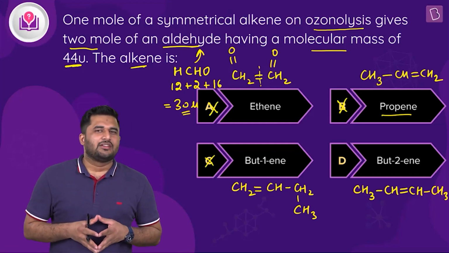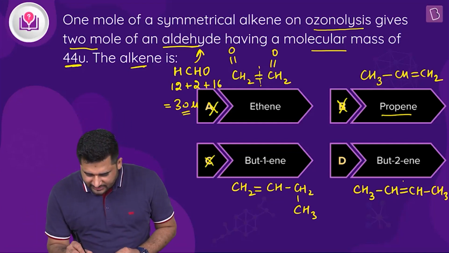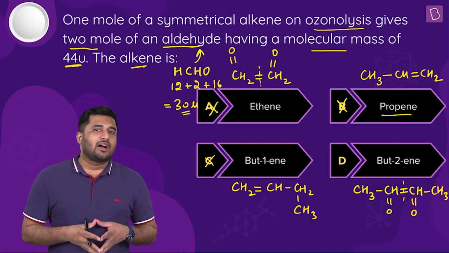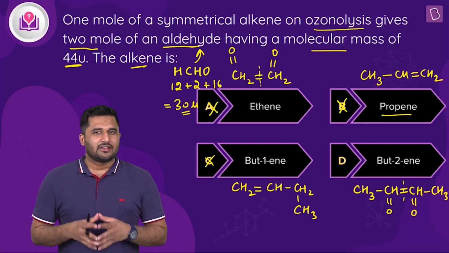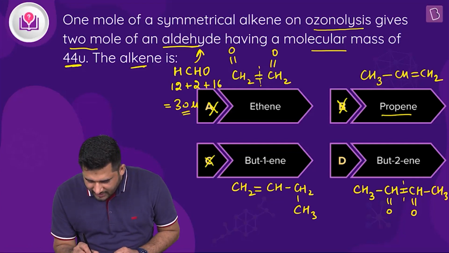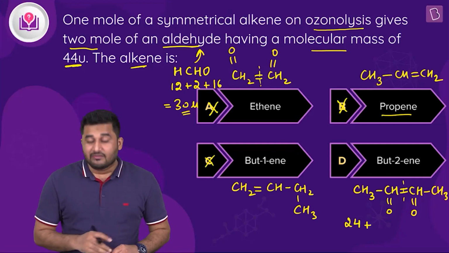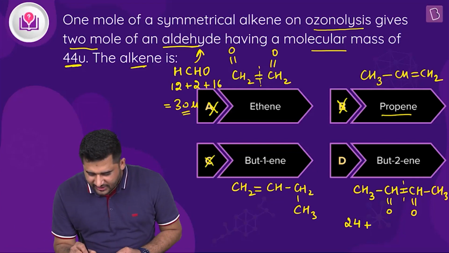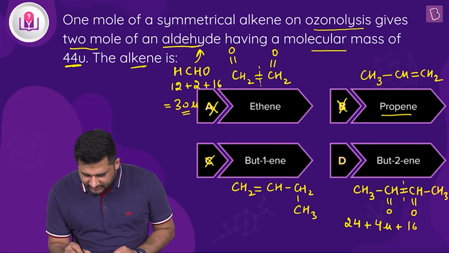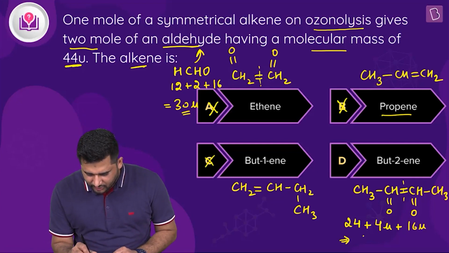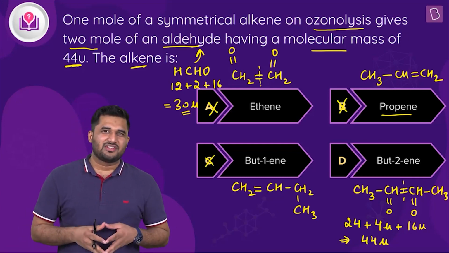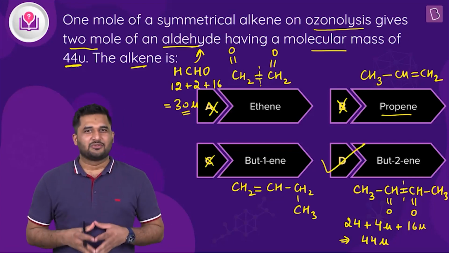But let's calculate the products and their molecular mass. So now you can see again we have to break this C double bond C and we'll put double bond O on both the sides. So what we are getting is acetaldehyde. Now let's measure the molecular mass of acetaldehyde. So now you can see here we have 2 carbons, so 24 U from carbon. Then we have 4 hydrogens, so 1 U from each hydrogen, that means 4 U in total. And we have 1 oxygen, so 16 U from oxygen. And this becomes a total of 44 U, which is exactly matching with the data given in the question. So option D is the answer to this question.